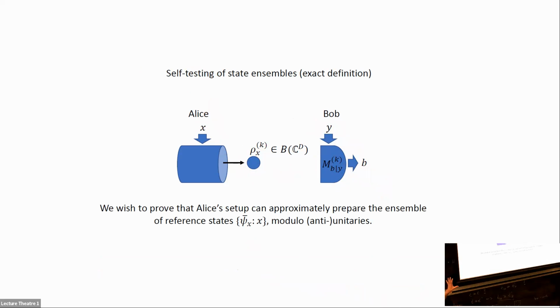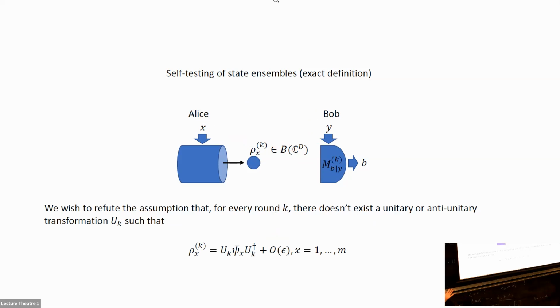Okay, so now I'm going to give you a definition of self-testing, for states. Intuitively, we want to prove that the setup of Alice and Bob allows them to produce the reference states. So I'm going to do a double negation here. This is the same as refuting that for every round K there doesn't exist a unitary or anti-unitary such that this holds.